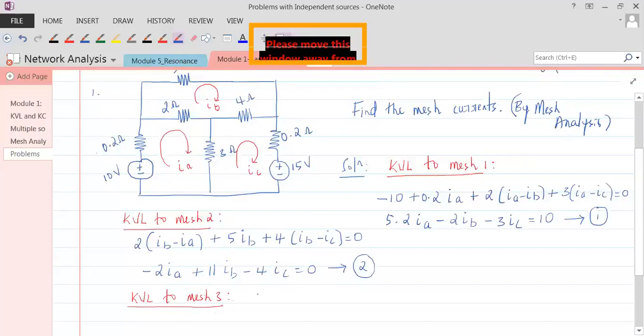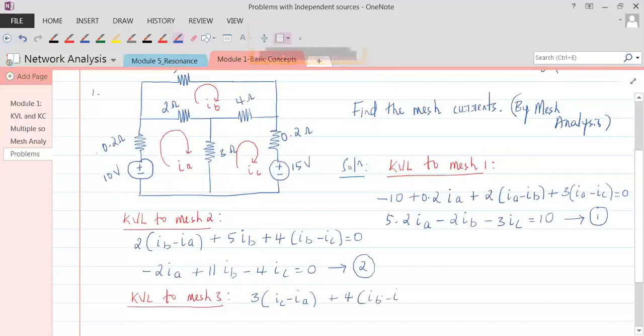I'll start from 3 ohms. So it's 3 into IC minus IA, plus 4 into IB minus, sorry, it's not IB. It's not IB, sorry.